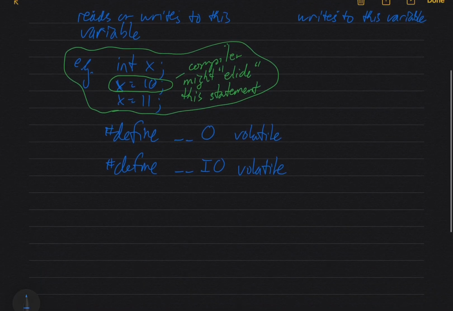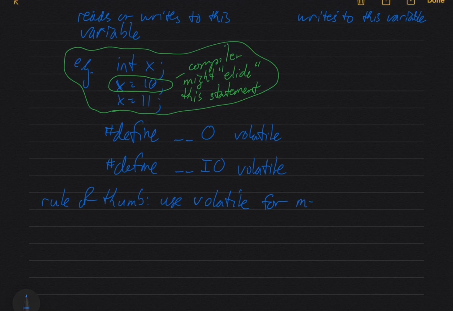So the rule of thumb is use volatile for memory mapped registers.